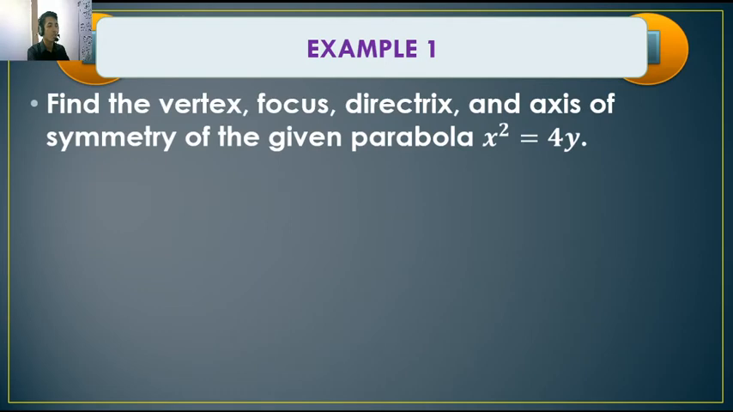Now, let's have an example. Number 1, so we're going to apply all the concepts of the parabola here. For example number 1, find the vertex, focus, directrix, and axis of symmetry of the given parabola: x^2 = 4y. Again, I want you to observe our equation. So this is x^2 = 4a.